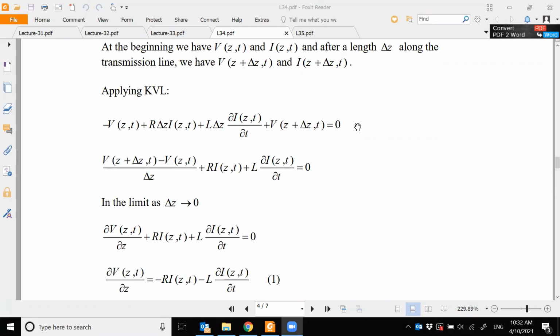And now I'm rearranging it. I'm bringing these two voltages together, and then I'm dividing it by delta Z. So I will get this plus R times I, plus L times dou I over dou T, is equal to zero. This is the equation.